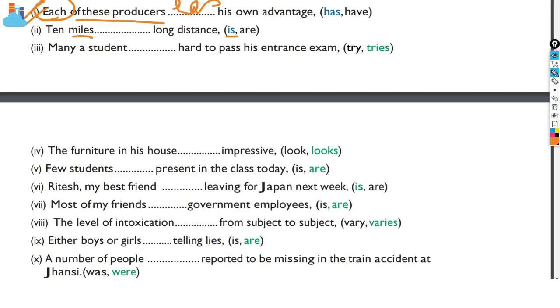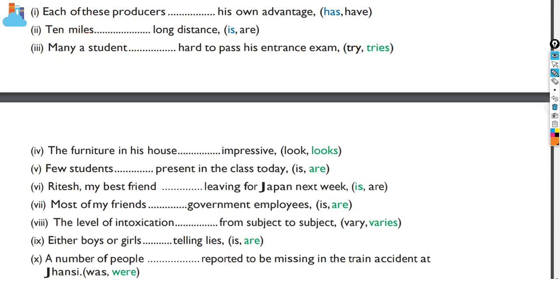Many a student: when the word many comes with a, look at this form. What does this form mean? It is singular. Its meaning is plural, but its form and structure are singular. On the basis of that particular form, we use the singular form of the verb. Many a student means a student. We are talking about a student, as if we are talking about one student. A student strives hard to pass his entrance exam.